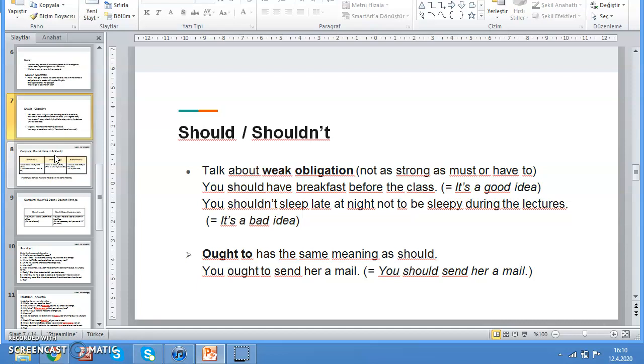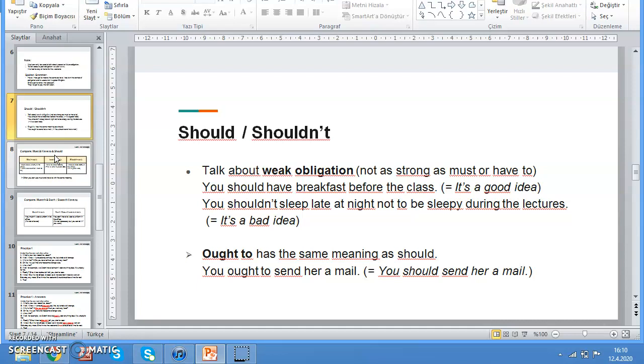When it comes to should and shouldn't, we use them to talk about weak obligation, not as strong as must or have to. Here are the examples. You should have breakfast before the class. You shouldn't sleep late at night, so as not to be sleepy during the lectures.